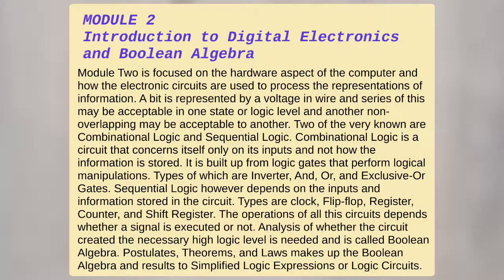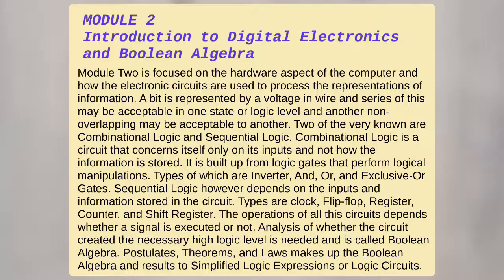We'll now move on to Module 2, which is the Introduction to Digital Electronics and Boolean Algebra. Module 2 is focused on the hardware aspect of the computer and how the electronic circuits are used to process the representations of information. A bit is represented by a voltage in a wire, and a range of voltages may be acceptable in one state or logic level, and another non-overlapping range may be acceptable for another.